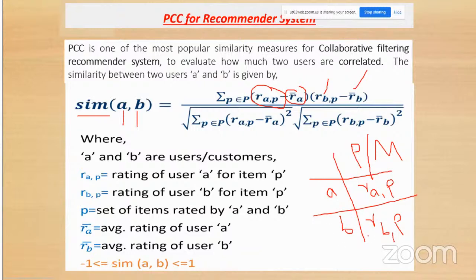These values are obviously available in the data set, we just have to put all the values in the formula. Based on that, we can find the similarity between users. After that, we can decide the rating prediction followed by recommendation of movies or items to the customers. Hope the formula is very clear. Whatever formula we discussed, the correlation coefficient, we are just translating to our data set, and that is called the similarity between two users A comma B.